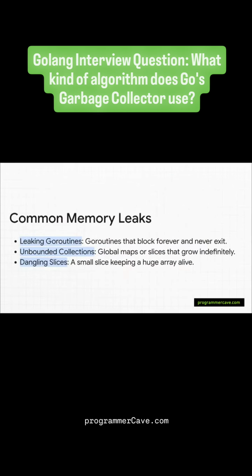But, and this is a big but, even with an amazing garbage collector, you can still have memory leaks in Go. How is that possible? Well, it happens when you accidentally hold onto a reference to something you don't need anymore. It's kind of like forgetting you have a key to an old storage unit. Even if you never visit it again, as long as your name is on the lease, the company will never clear it out for someone else.